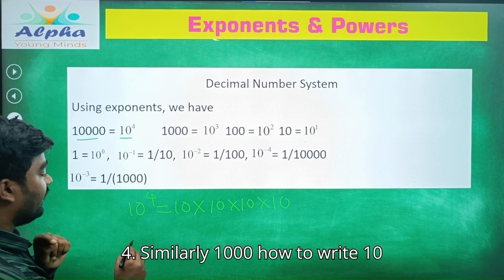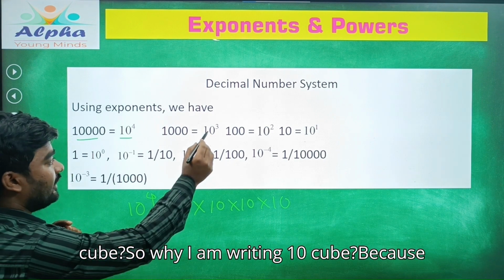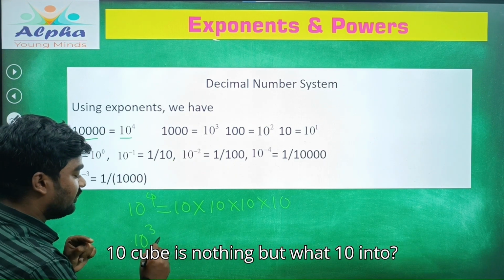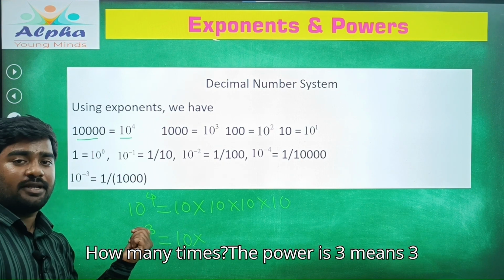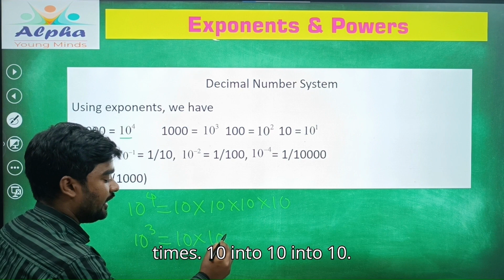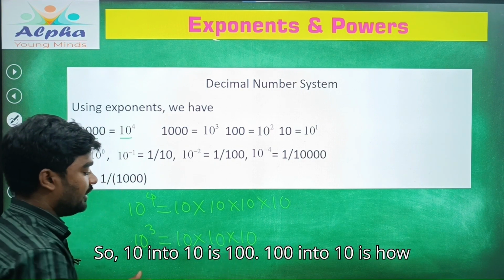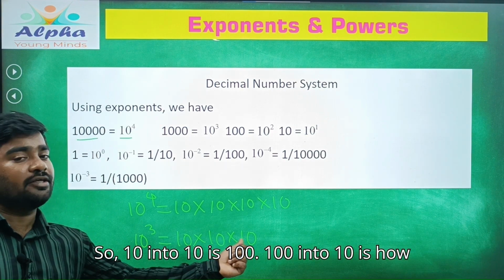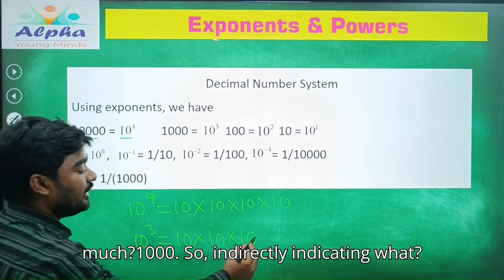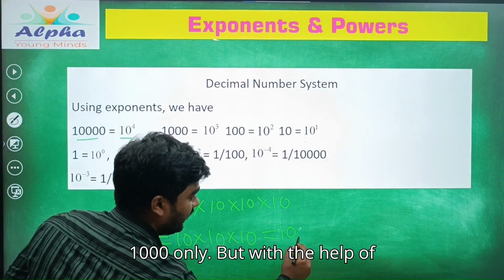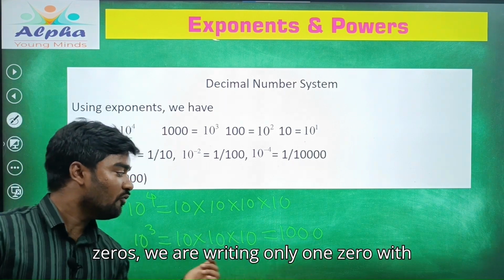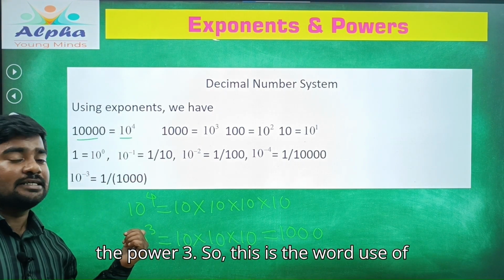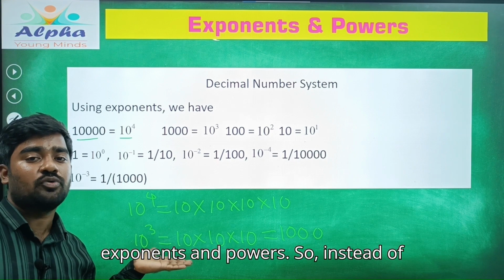Similarly, how to write 1000? Here 10 cube. Why am I writing 10 cube? Because 10 cube is 10 multiplied how many times? The power is 3, so 3 times: 10 into 10 into 10. 10 into 10 is 100, 100 into 10 is 1000. So indirectly it is indicating 1000 only. But with the help of exponents and powers, instead of writing 1000, we write only 10 with the power 3. This is the use of exponents and powers.